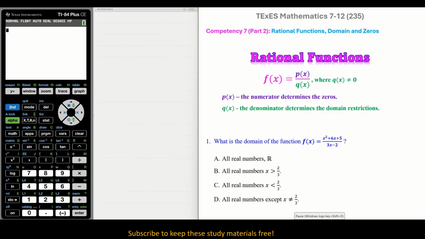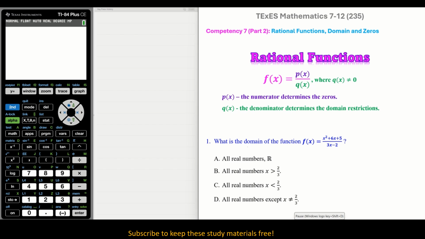Before we begin, let's discuss rational functions. And what do I mean by that? I mean a function that is built of a numerator and denominator. And both the numerator and denominator are functions themselves, meaning they're polynomials. Okay, so we have p of x over q of x, and the numerator will determine our zeros.